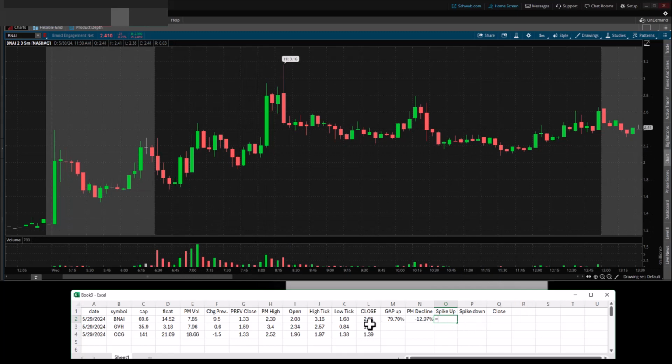So we go equals open. You subtract the highest point. That'll be the high ticker. Divided by the open. Times the -1. This has to go in parentheses right here. Parentheses right there. It's about a 51% spike.